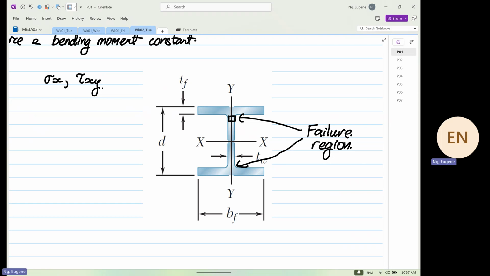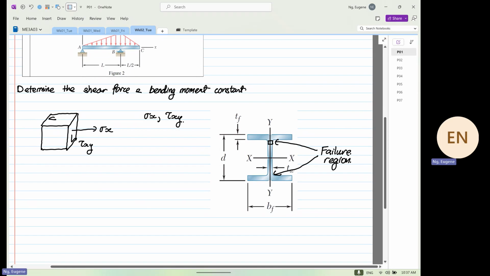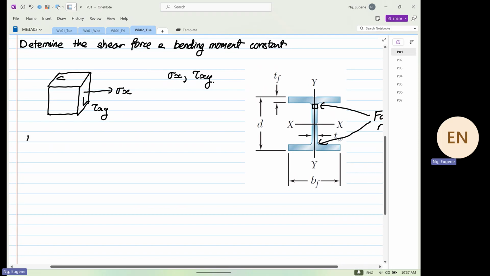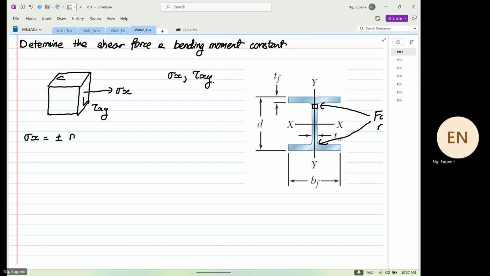So why do we need the shear force and bending moment diagram? We know that stress X is equal to plus or minus Mx over Ixx multiplied by Y. So this is how we can determine our stress X. Then we can also determine our shear XY component. Shear XY will be Vy over Ixx, Qx divided by T.